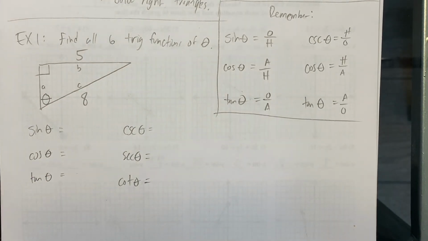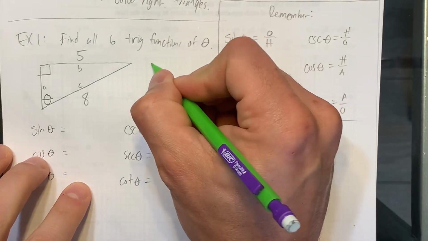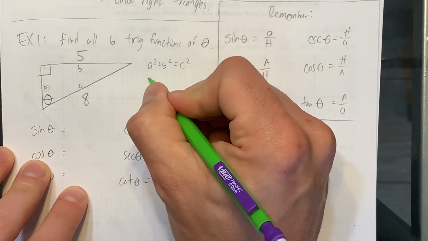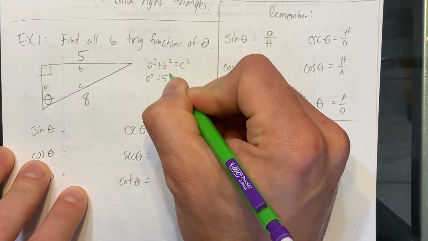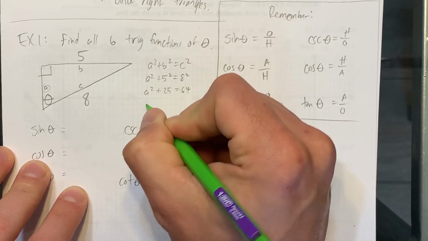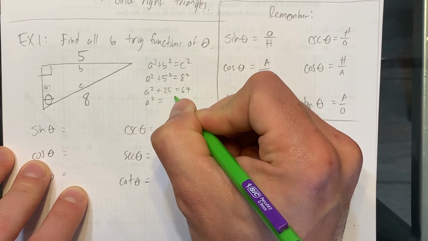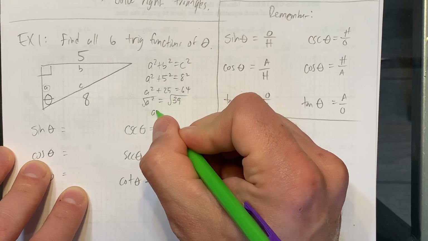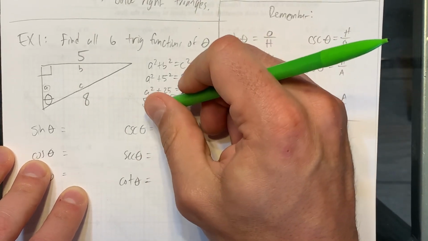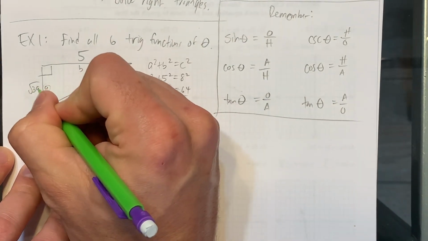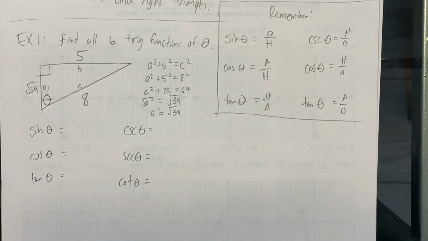So I have to find the 6 trig functions, which means I need to have all 3 sides found. I want to use the Pythagorean theorem in order to find that missing side right over here, which is going to be A. So let's say that A squared plus 5 squared is equal to 8 squared, which means A squared plus 25 is equal to 64, which means A squared is equal to 39. And if I take the square root of both sides, that means my A value is going to be the square root of 39. All right, so we can label this over here square root of 39, and now we're just going to plug all of our values into this.